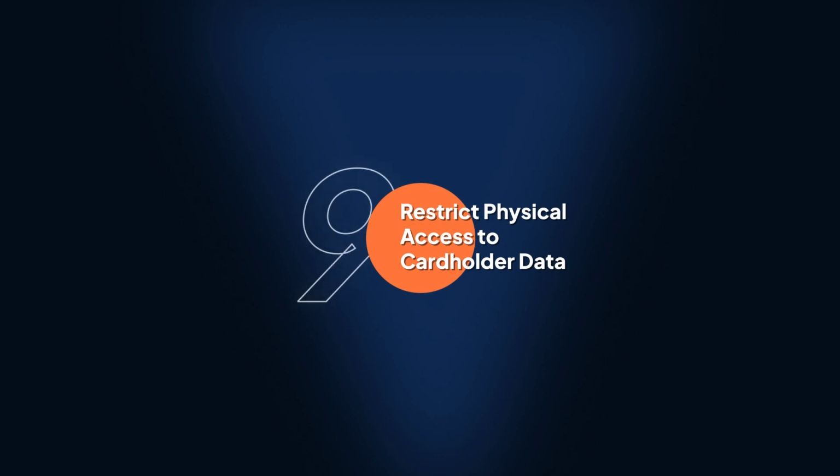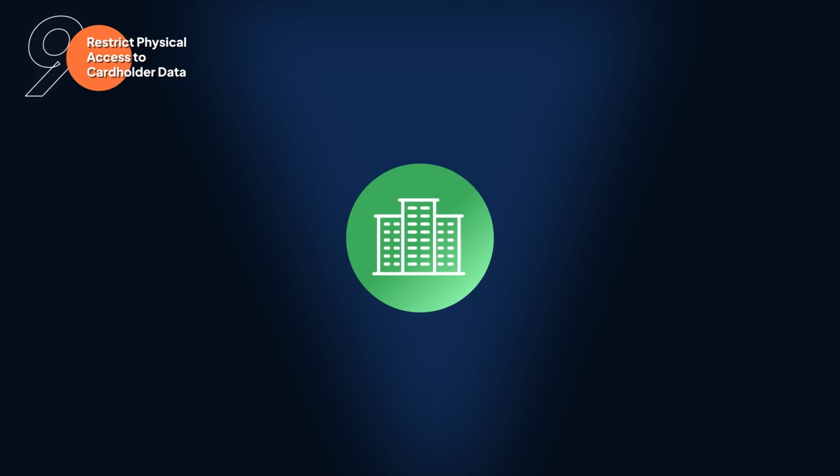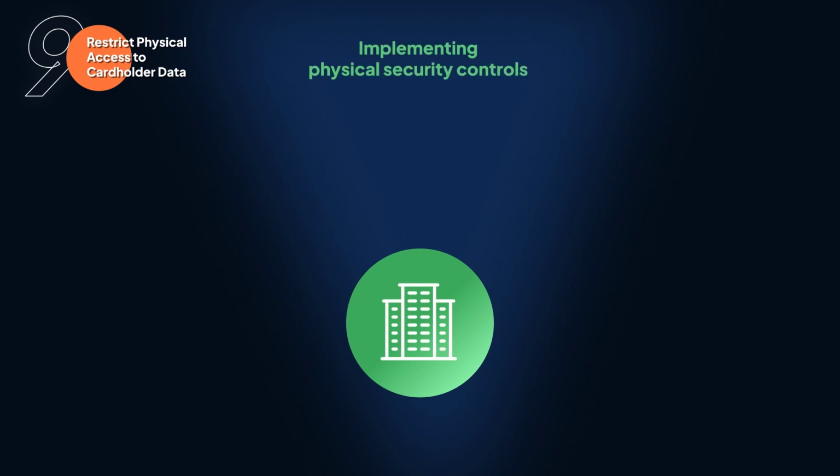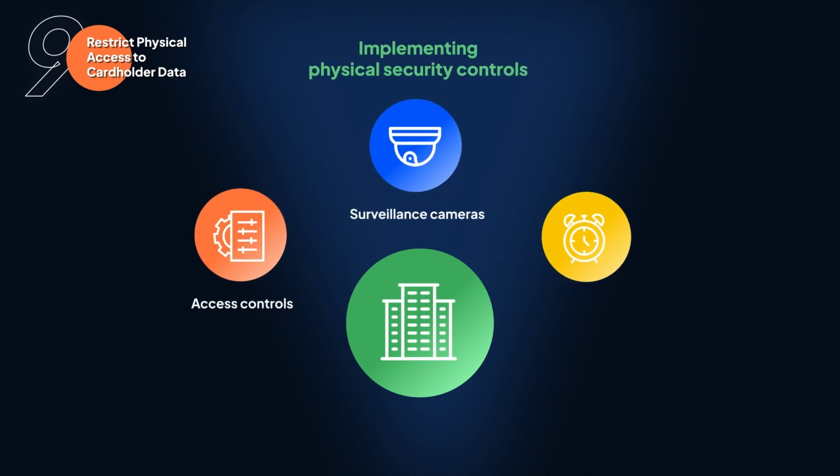9. Restricting physical access to cardholder data. Even entirely on-cloud businesses have offices, and you want to keep that office just as secure as everything else in your organization. This requirement mandates that organizations restrict physical access to cardholder data by implementing physical security controls, such as access controls, surveillance cameras, and alarms.